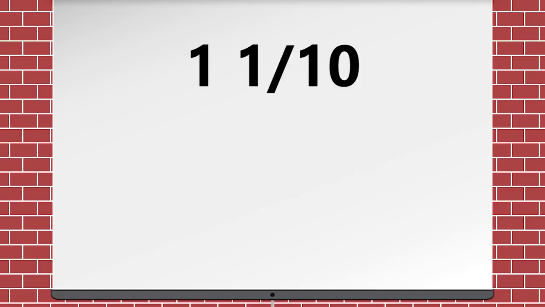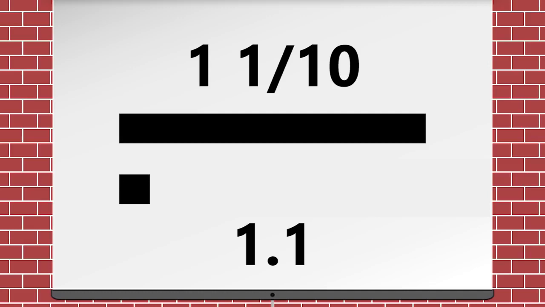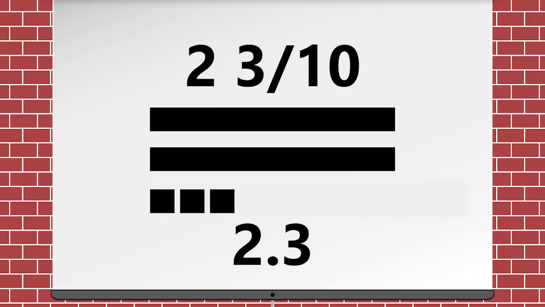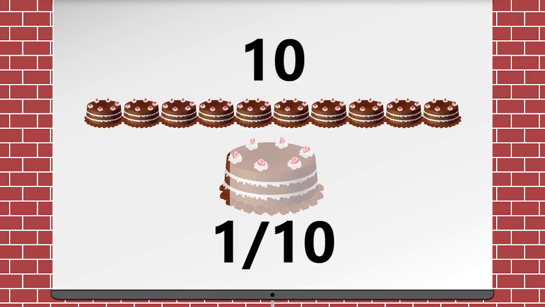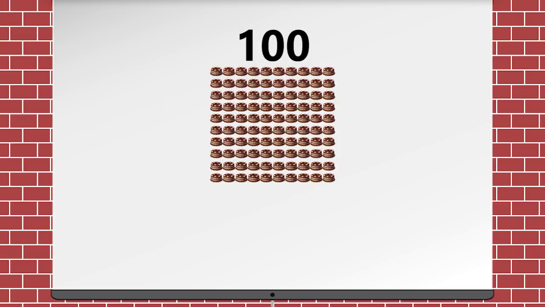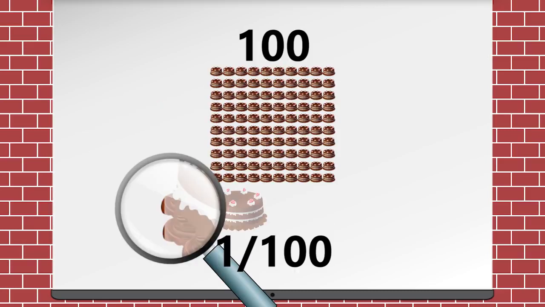You can combine a whole number and a decimal. For example, this is 1 and 1/10. This is 2 and 3/10. Also, don't get confused. 10 is not the same as 1/10. Here are 10 cakes, and this is 1/10 of a cake. Here's another example. Here are 100 cakes, and this is 1/100 of a cake. If it's my choice, I'll take 100, not 1/100.